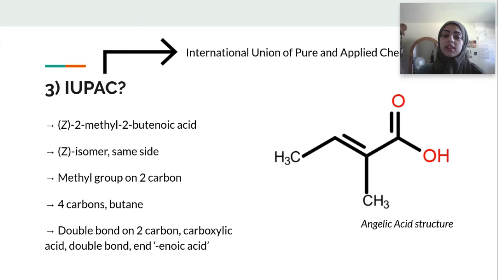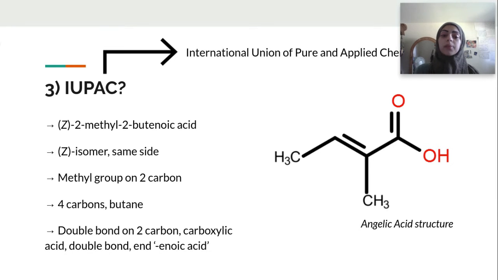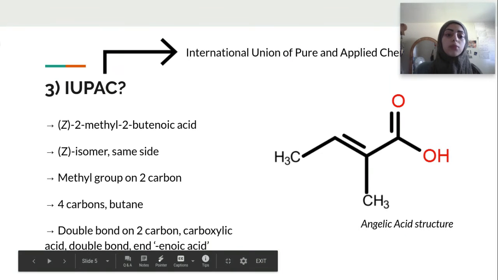And what this means is that the higher priority groups at the ends of the double bond are on the same side, whereas the trans isomer, the E isomer of 2-methyl-2-butenoic acid, is called tiglic acid, and for that one, the higher priority groups, the methyl groups, are on the opposite sides of the double bond. And so the Z and the E distinguish those two acids from each other. The next part is the 2-methyl. There's a methyl group on the 2-carbon, as you can see here.